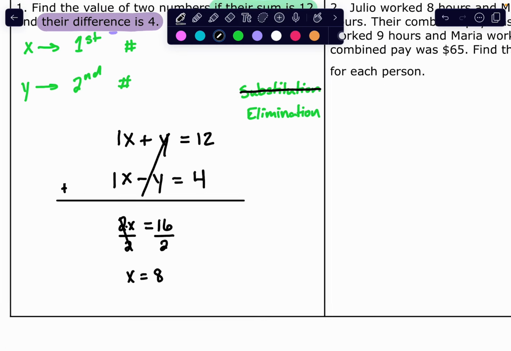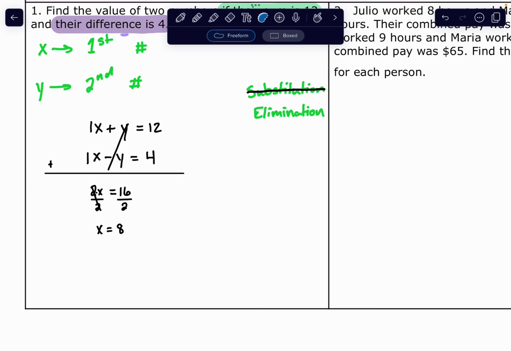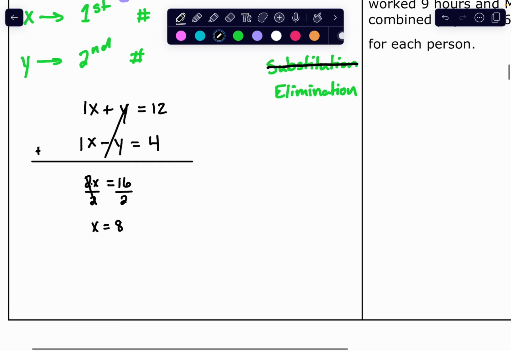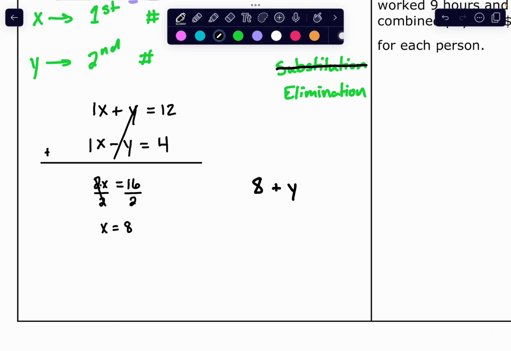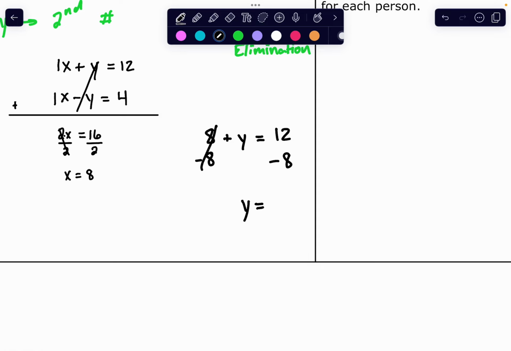Remember that I am not finished with this, and I have to get y as well. I could plug into the top equation, and I could plug into the bottom equation. I'm going to go the top just because there's addition there. So x plus y equals 12. x comes out, and 8 comes in. From there, we're going to solve for y in one step by subtracting 8 from both sides to get y alone. And I get that y equals 4.